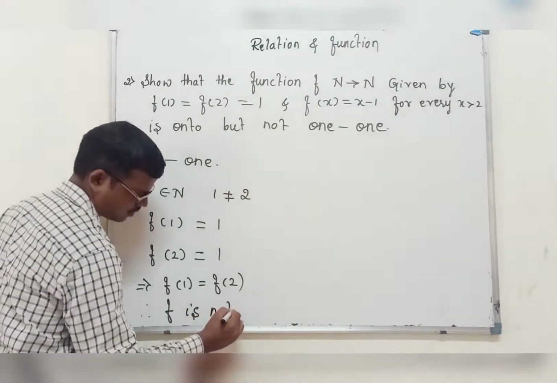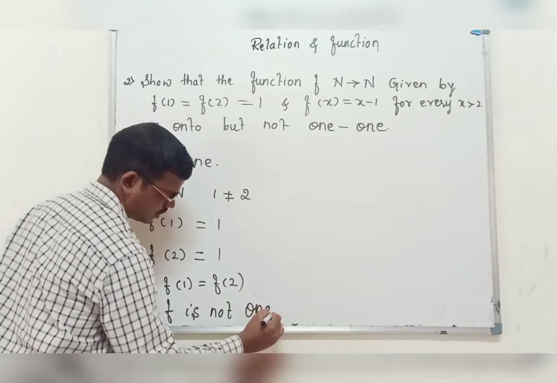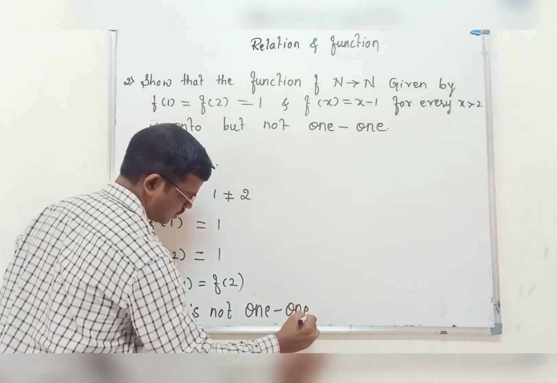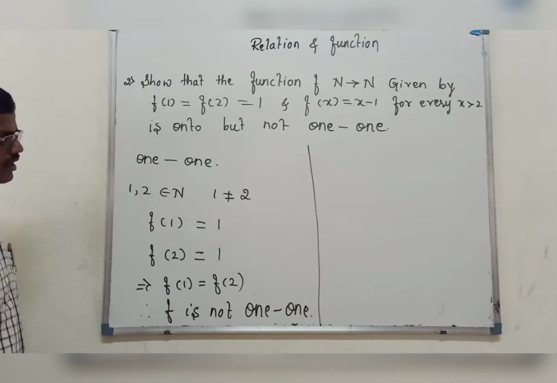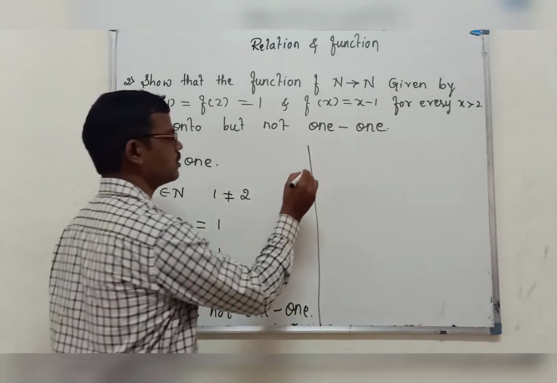not one-one. So one part is completed. Next we find out whether f is onto. What about onto?